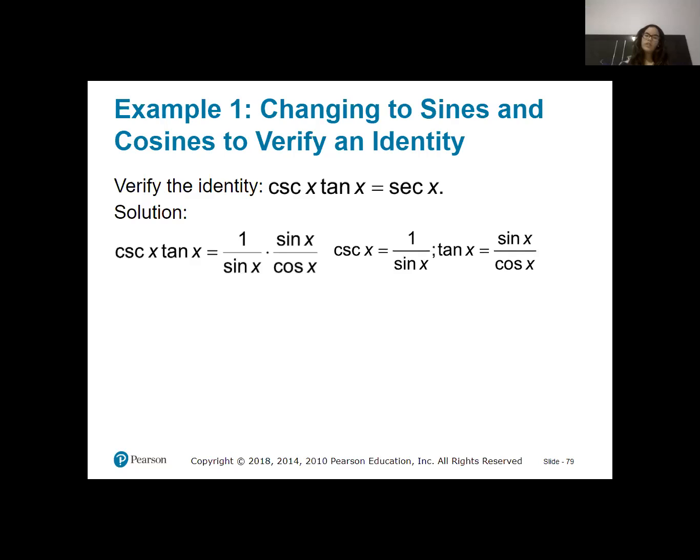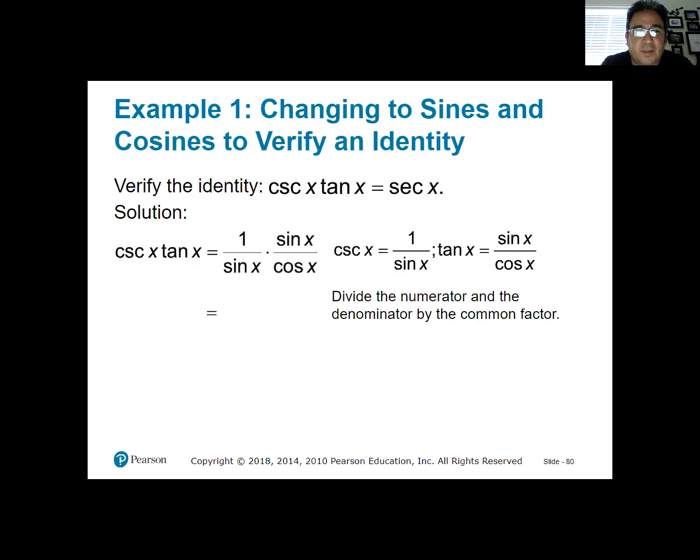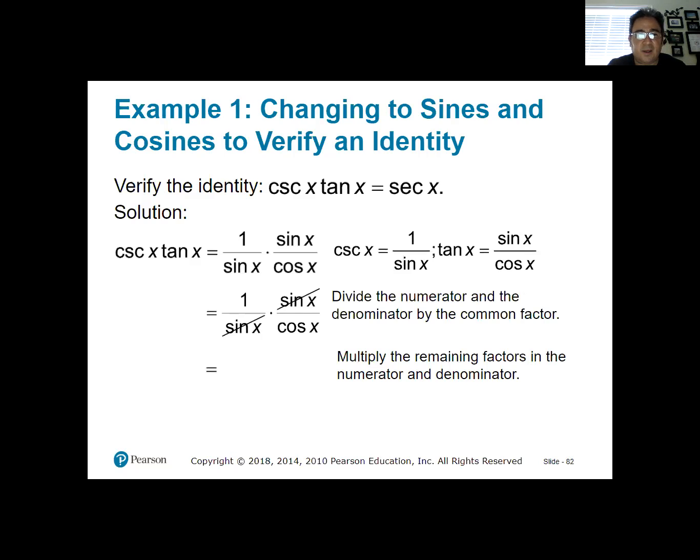One over cosine of x. Right, so what happened to the sine of x's? It canceled out, right? I have one in the numerator, one in the denominator. They're being multiplied, so they are going to get canceled out. Those two get canceled out, and I end up with 1 over cosine of x, which we know is going to be the same as what? Secant of x. Good, Anthony. That's going to be secant of x, which is what we were trying to get to, right? So we've verified the identity, right?